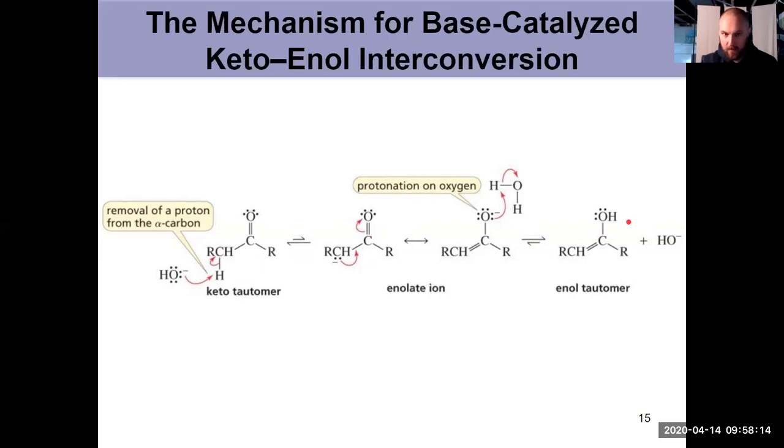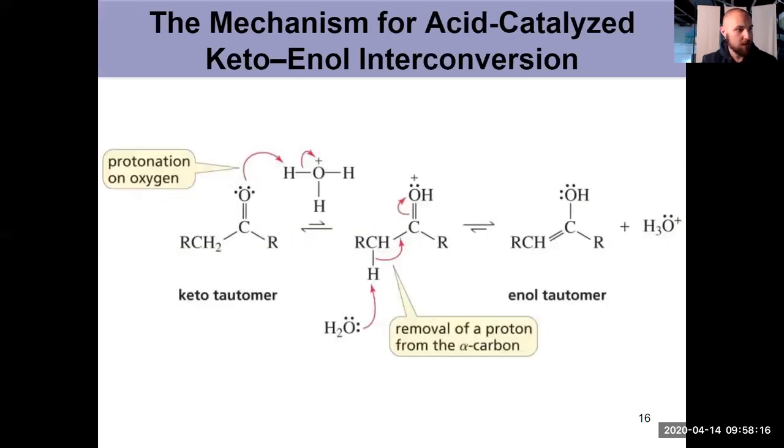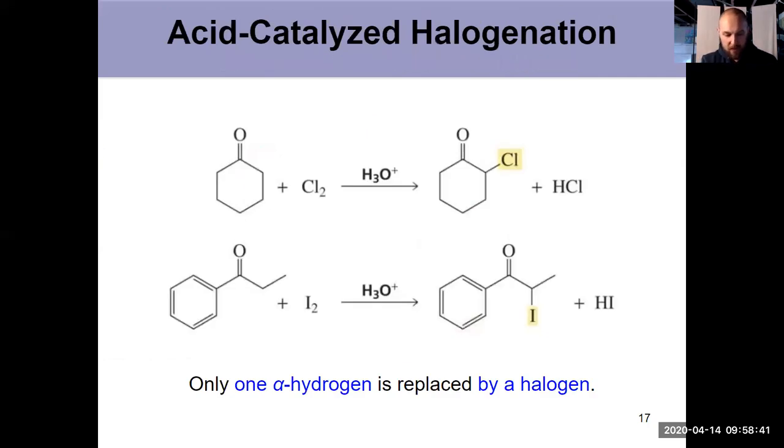That's base catalyzed. How about acid catalyzed? Well, we can do that by protonating the carbonyl. Okay. Then water comes in, pulls hydrogen off of our alpha carbon, and we form the enol tautomer. But that tautomerization, keto-enol interconversion, what it's calling it up here, right, can be altered in the presence of other species. And that's what we're thinking about, these kind of reactions in chapter 17. Okay. This shows acid catalyzed halogenation of the alpha carbon. This is known as an alpha substitution reaction.